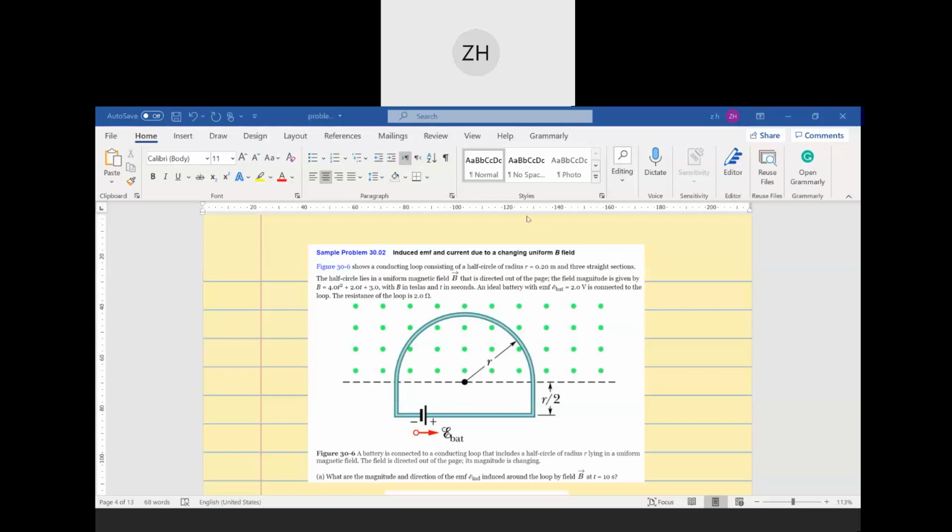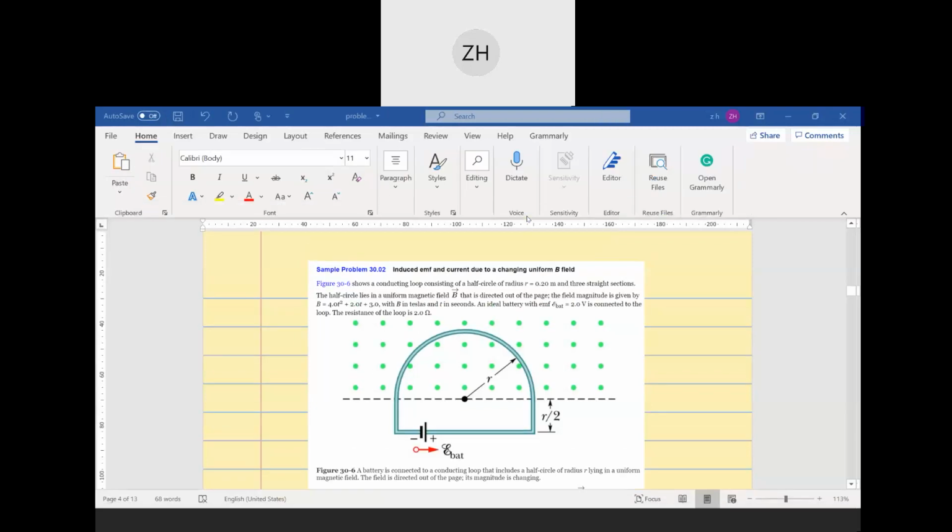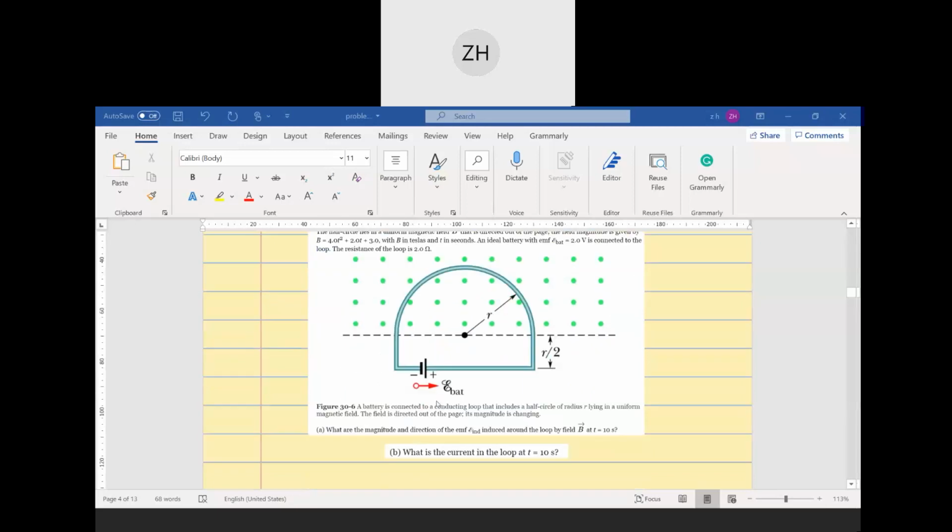Hello everyone. So in this problem, we have a conducting loop consisting of a half circle of radius r equals 0.2 meters and three straight sections. We have the half circle only lying in a uniform magnetic field directed out of the page, and its magnitude is given by 4t squared plus 2t plus 3 in Tesla, with t in seconds. And then a battery is connected to this loop. The total resistance of the loop is 2 ohms.